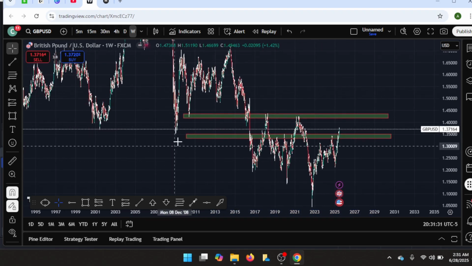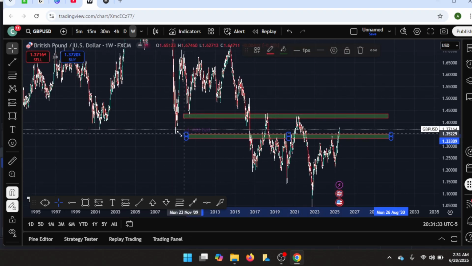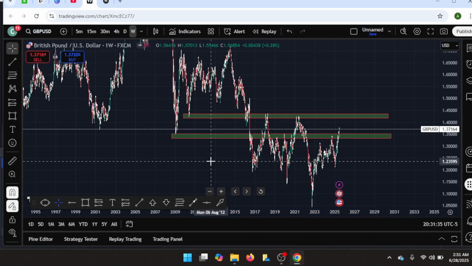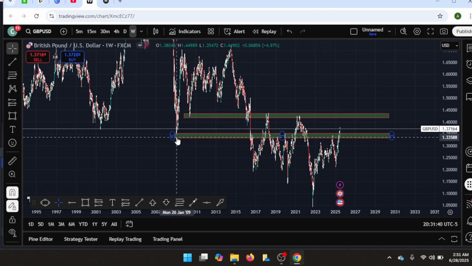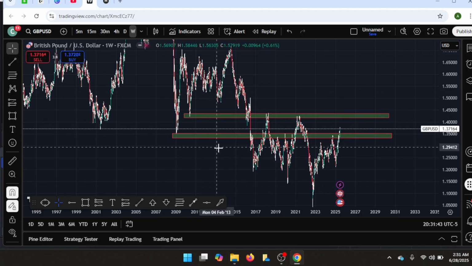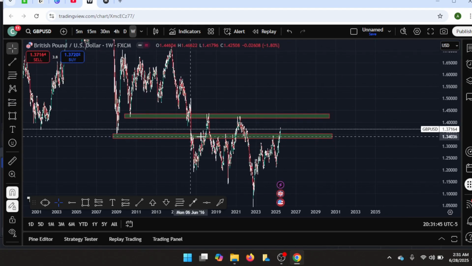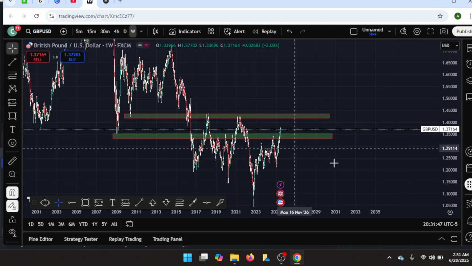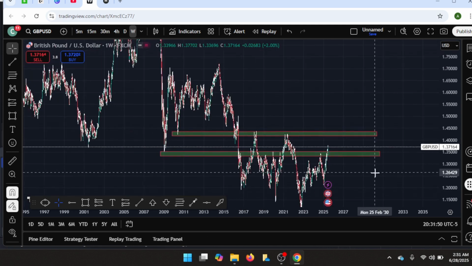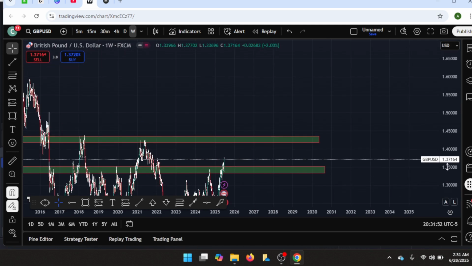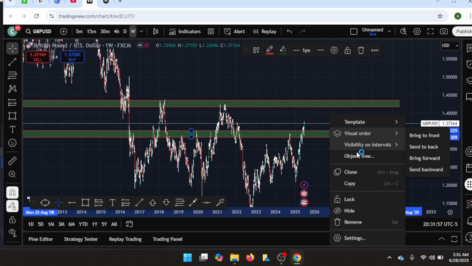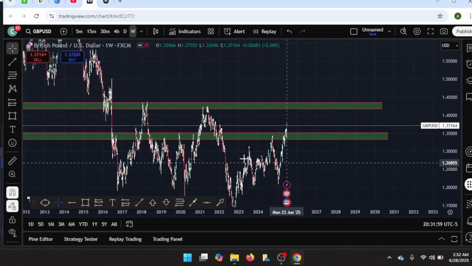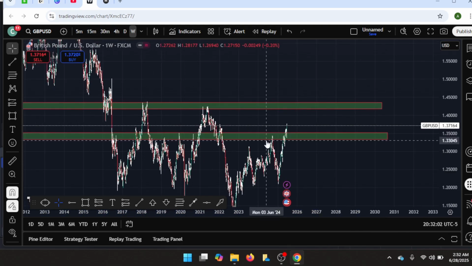Wow. Look what happened. This zone was tested. What year was that? That was around 2009. This zone was tested. It was tested. Can you see? Traders, please take note of this. Look at that. So this zone got broken.